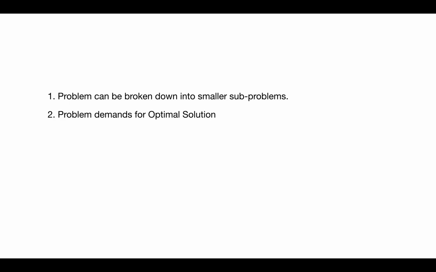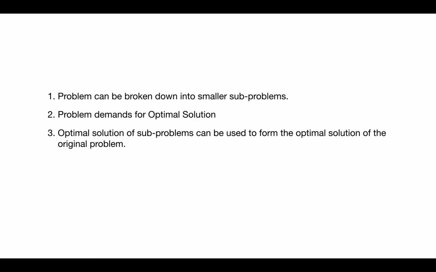Next point is if it is an optimization problem, or you can say if the problem demands an optimal solution. With optimal problems or solutions, you see terms like shortest, longest, minimized, maximized, least, most, fewest, greatest, biggest, smallest, etc. And the optimal solution of subproblems can be used to form the optimal solution of the original problem.